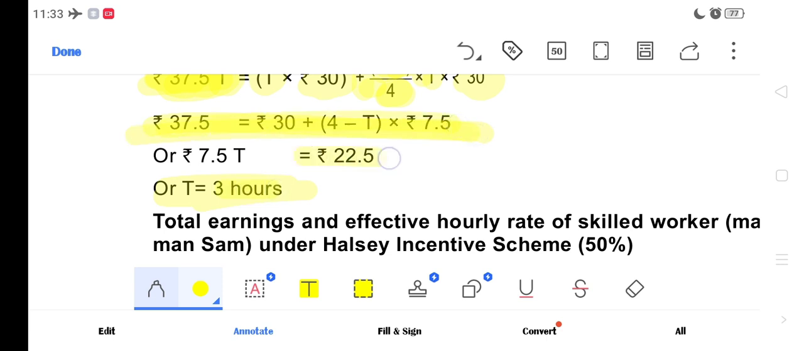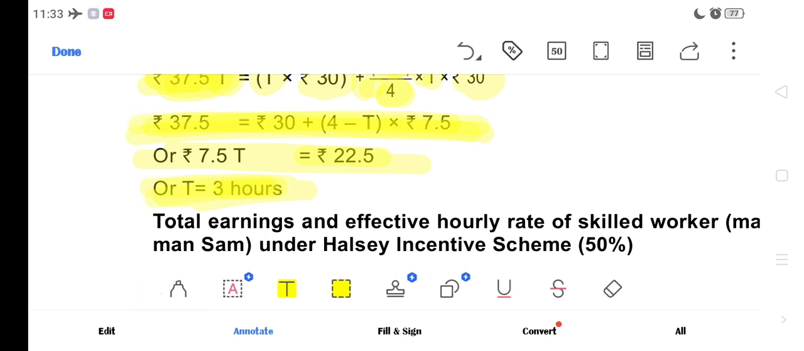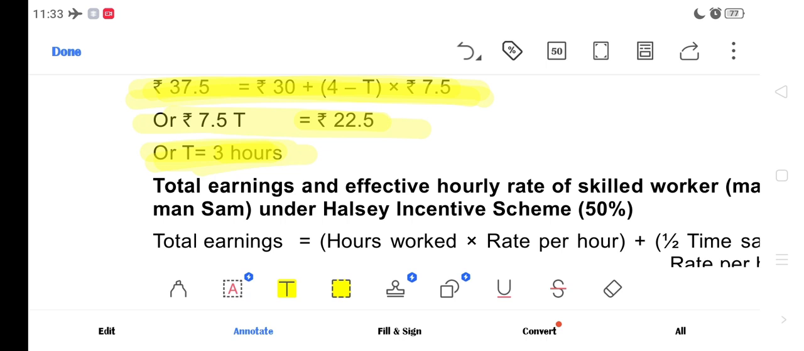Please solve this, which is very simple, guys. You just need simple maths calculation. If you do it you get t of 3 hours. So what is the time allowed? 4 hours is given for the manufacture of that particular product, and he has taken only 3 hours. So what is time saved? 1 hour only. With this information, is it enough to calculate under the Halsey method? Yes, it is enough.